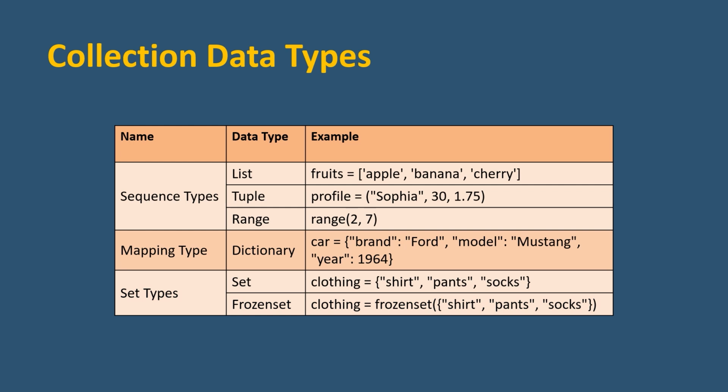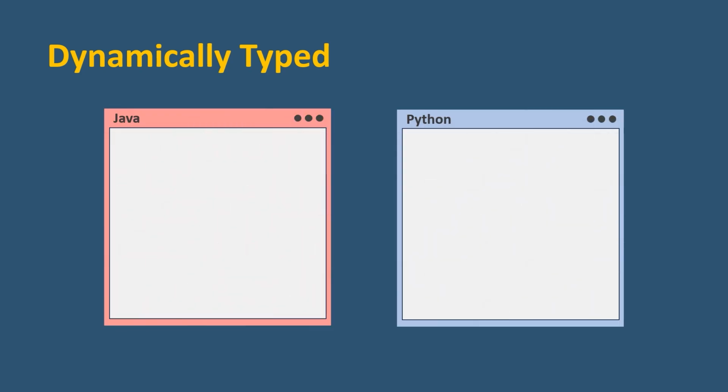But before we delve into the specifics of data types, let's go over a few important topics. Dynamically typed. In Python, variables are dynamically typed, which means that you don't have to declare the type of a variable when you create one. Unlike languages like C and Java, where you have to declare the type of a variable and stick to it throughout the program. Let's look at an example in Java.